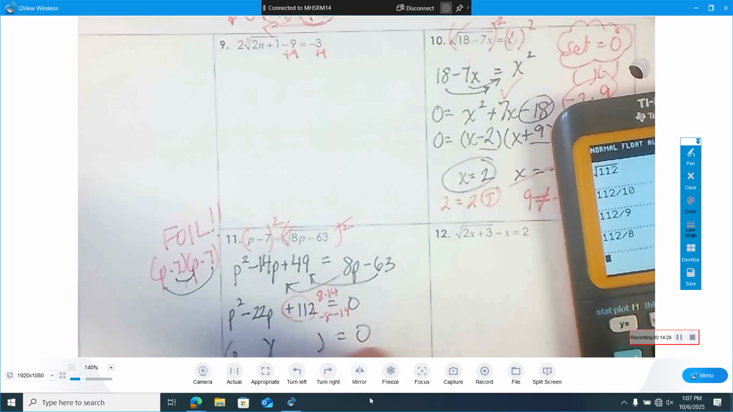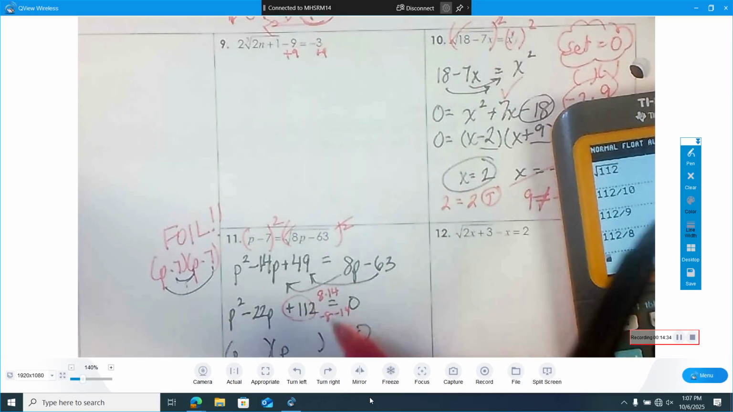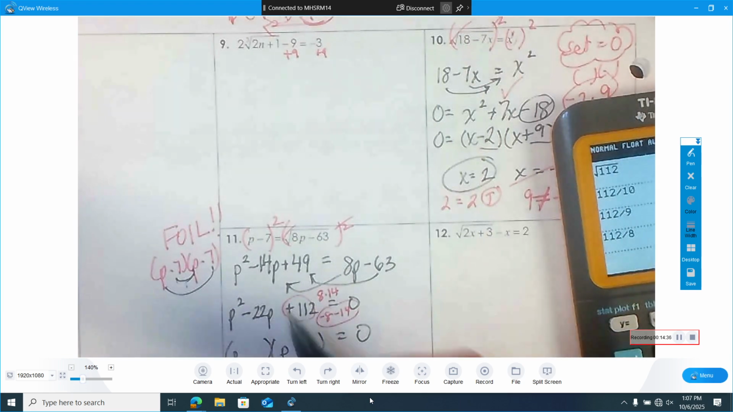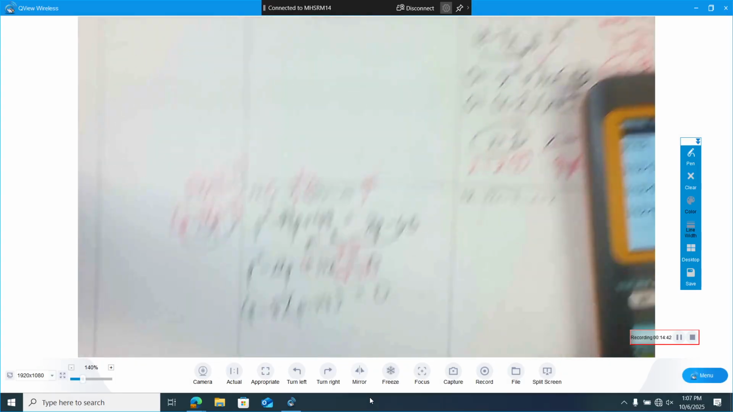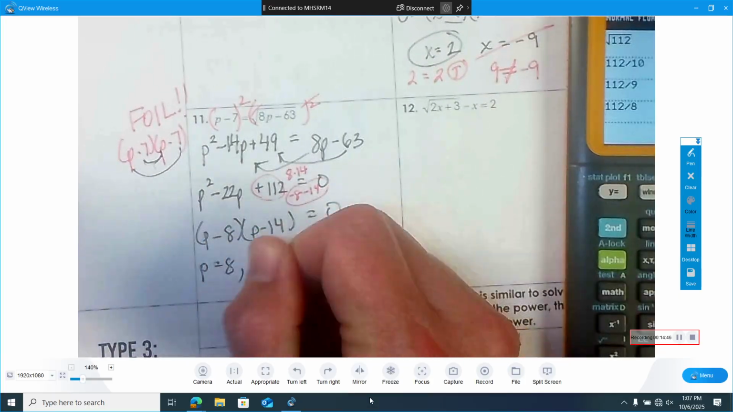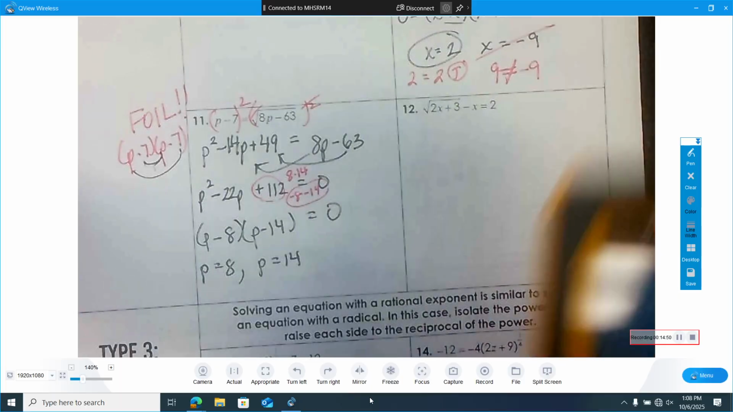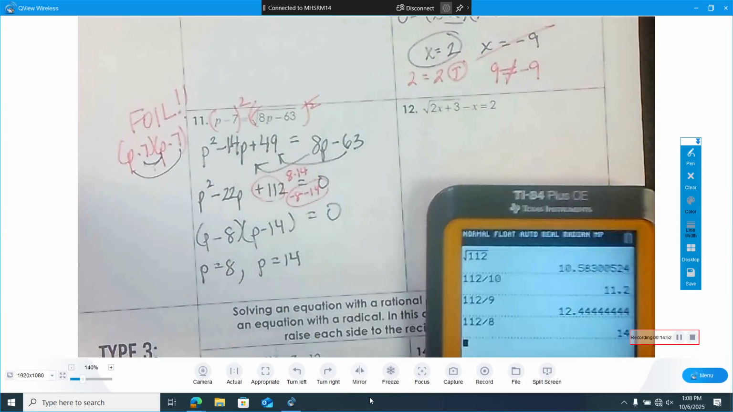So p times p is p squared, and what times what gives me 112? Yeah, the negative 8 and the negative 14 is how we get that negative 22. All right, so p equals 8 and p equals 14. Our options, what should we do? Plug them in and check to make sure.